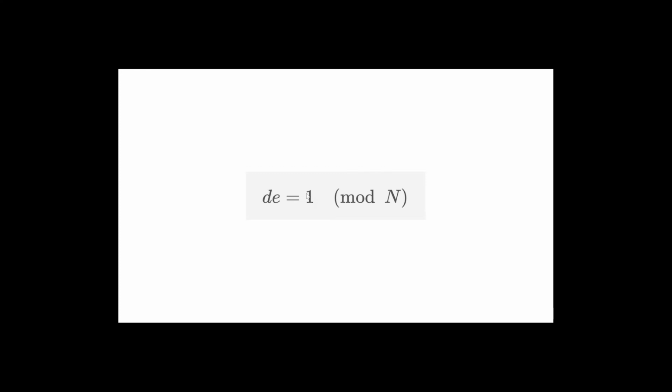So in our example, E equals 3, right? The big N was 8. So we need to find a number D such that D times 3 is equal to 1 modulo 8. We can search and we can see that number 3 works because 3 times 3 is equal to 9, and 9 is 1 modulo 8.